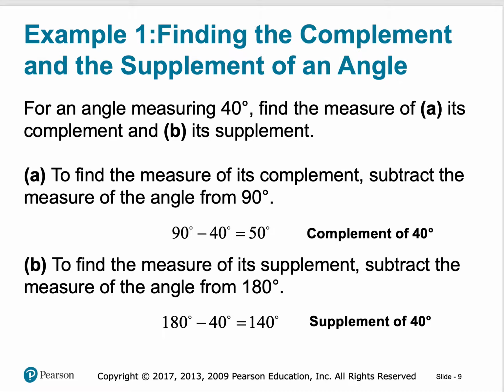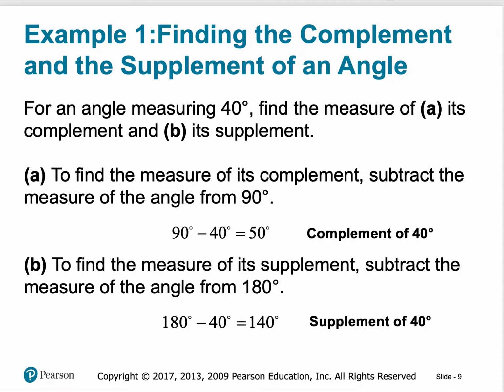So if I want to find the complement and the supplement of an angle, we first need to define what is the complement and what is the supplement. Two angles are complementary when they add to be 90 degrees. Two angles are supplementary if they add to be 180 degrees.